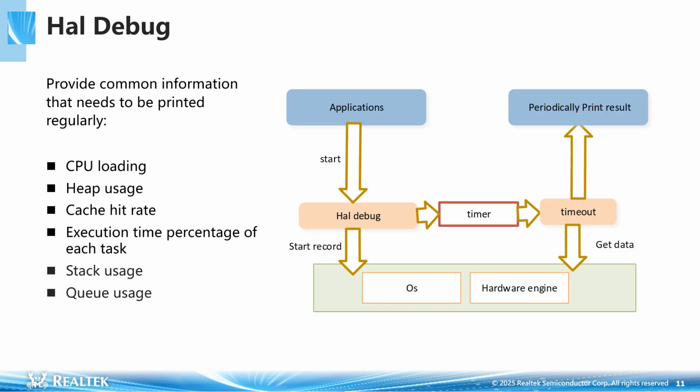Provide common information that needs to be printed regularly. For example, regularly check the CPU loading, regularly check the heap usage, regularly check the cache hit rate, and regularly check the execution time percentage of each task.